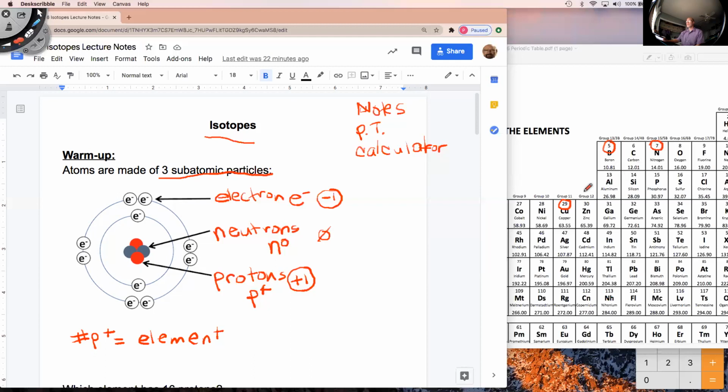And that's what that little number is at the very top of the screen. It's the number of protons. So if you had an element with a certain amount of protons and you knew that number, then you know what element we're going to be talking about. So as we just said, the number of protons will equal the element.